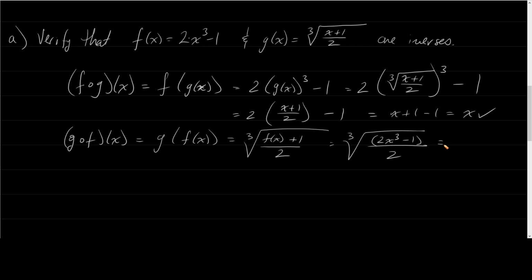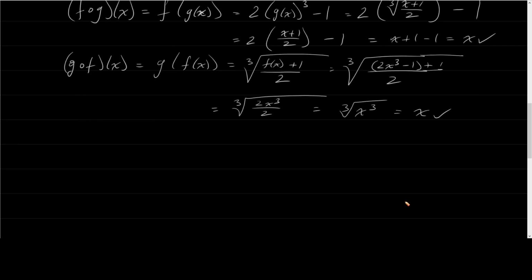And, hold on, I forgot to do the plus 1 here. Plus 1. And then from there, we say, well, this parenthesis here is not doing anything, so we have a negative 1 plus 1 goes away. So what I really have there is just the cube root of 2x cubed over 2. These two cancel each other out, so I have the cube root of x cubed, which is just x. Nice, good. So we just verified that they are inverses of each other.